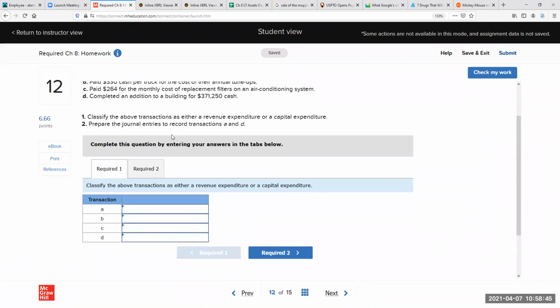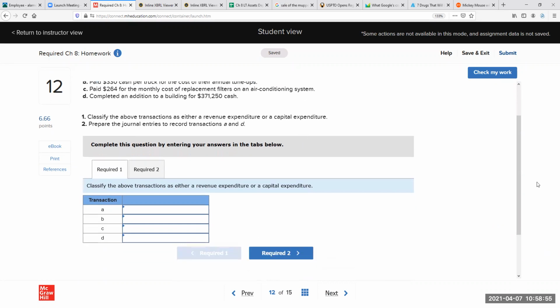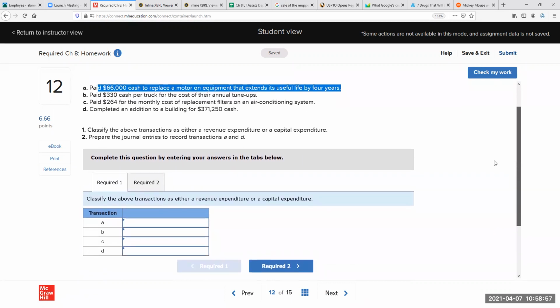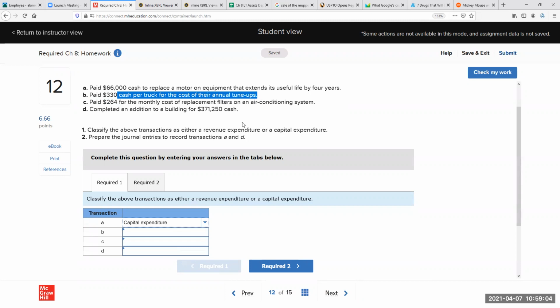Revenue and capital. You know, you did this on the quizzes, but essentially it's asking you to classify. Paid 60 to replace a motor and equipment extends its useful life beyond 1 year. So that's not an expense; you have to capitalize it. It's going to be greater than a year. So it wants you to put in here capital expenditure. For the annual tune-up, well, a tune-up's not going to last more than a year. So that's why we say, hey, that's a revenue expenditure.